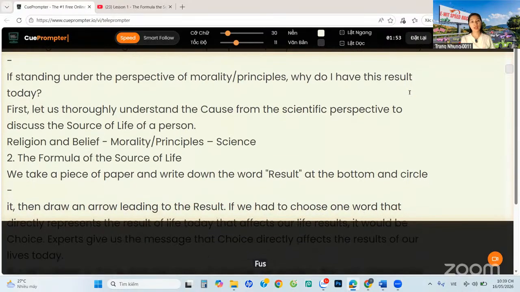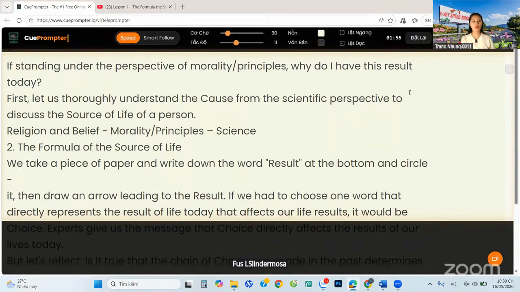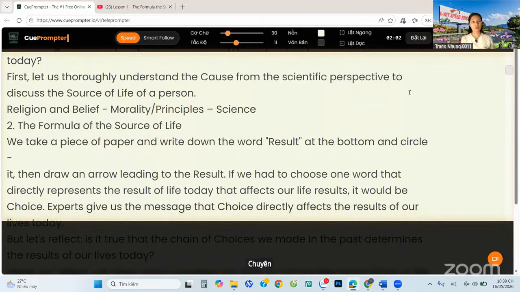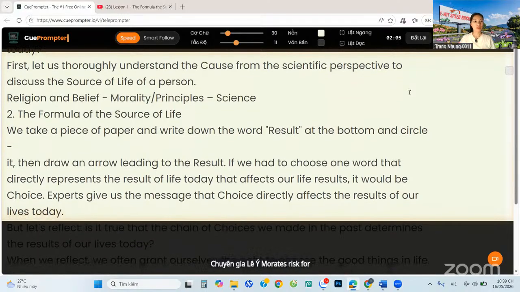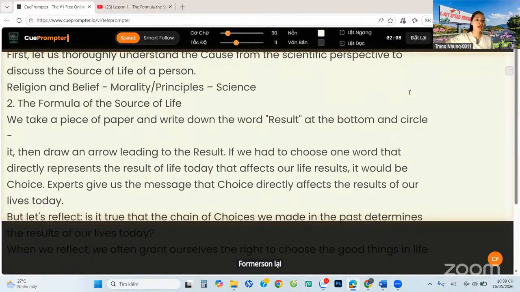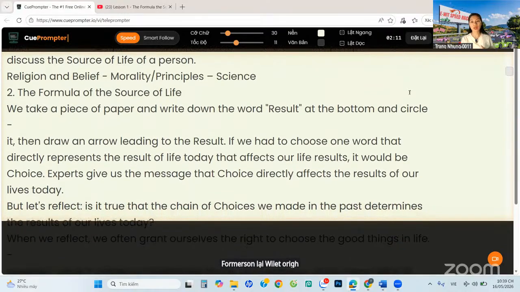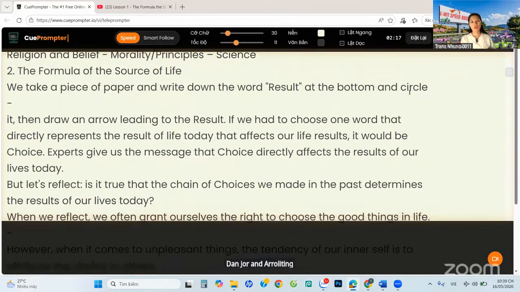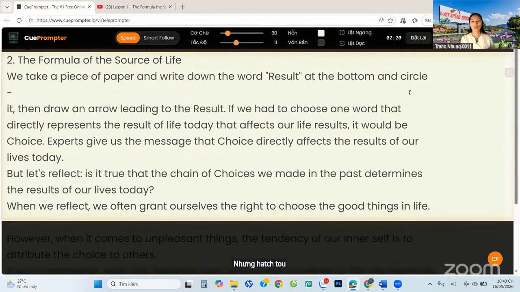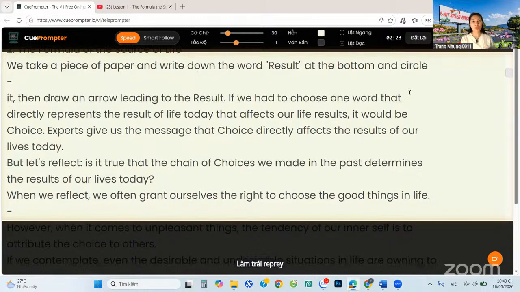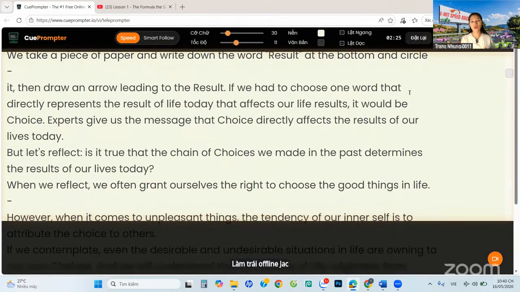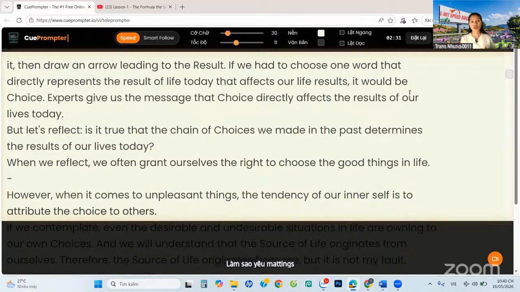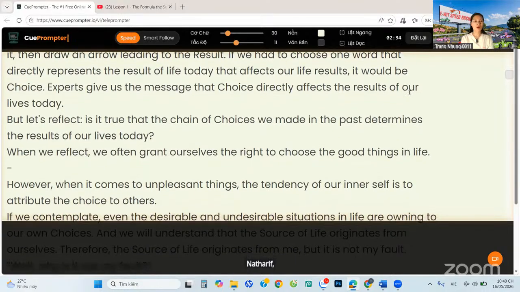First, let's thoroughly understand the cause from the scientific perspective to discuss the source of life of a person. The formula of the source of life. We take a piece of paper and write down the word results at the bottom and circle it. Then draw an arrow leading to the results. If we had to choose one word that directly represents what affects our life results, it would be choice. Especially, choice directly affects the results of our life today.